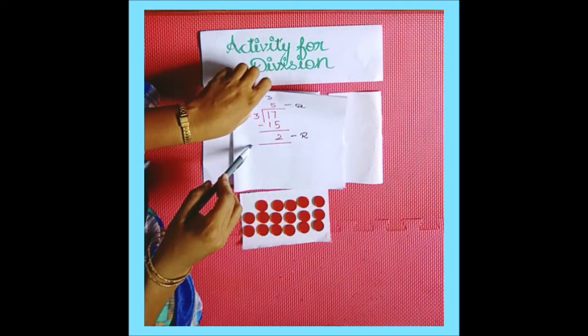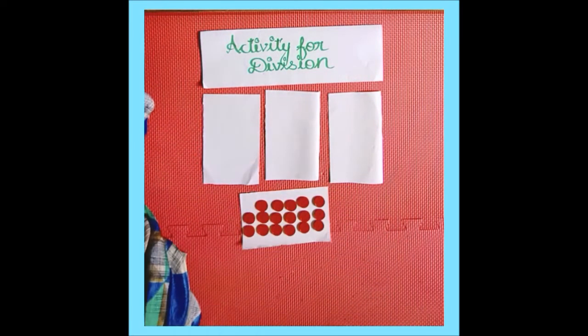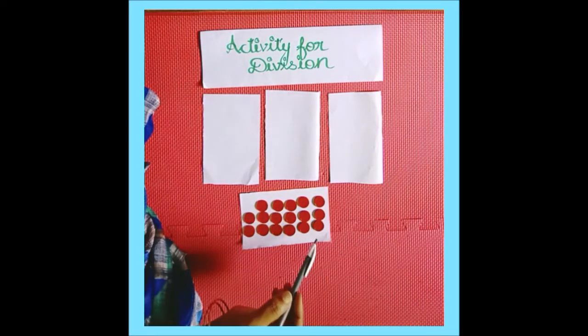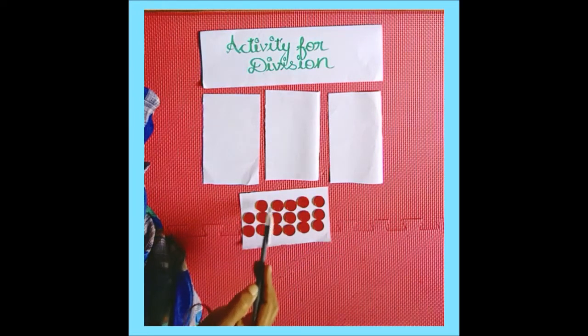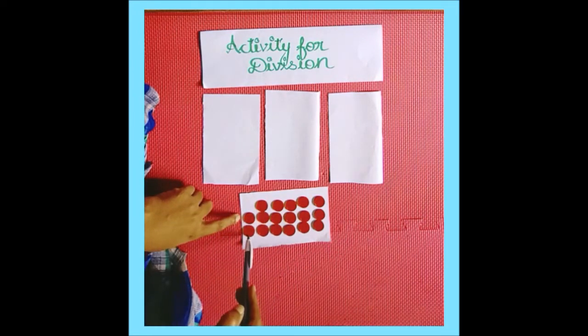Now we are going to check the quotient and remainder by doing the activity. For that you have to take 17 coins. So 1, 2, 3, 4, 5, 10, 15, 16, 17. Okay.